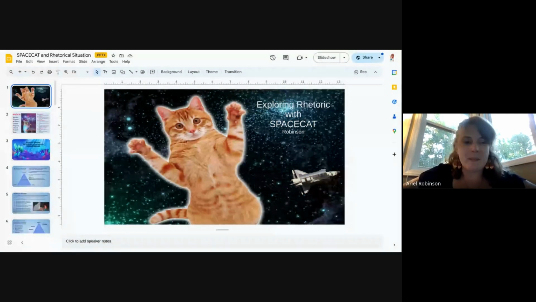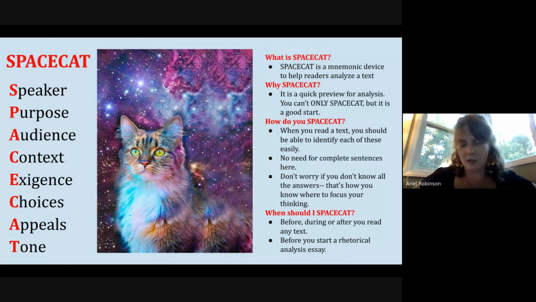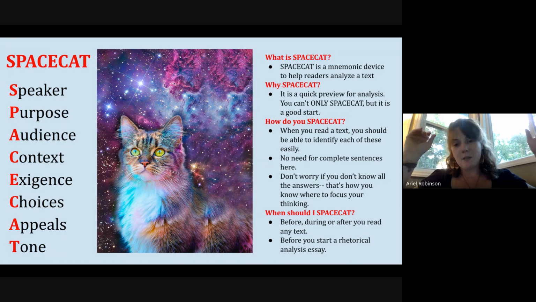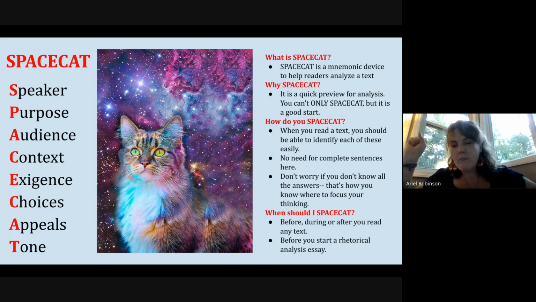So SPACECAT is my favorite mnemonic device, and it covers what we consider the rhetorical situation. So your presentation that you're going to be doing for my class is a rhetorical analysis of a piece of writing, essays, nonfiction. But instead of doing it in a traditional essay style, since you just wrote your essay one and you'll be getting feedback from me, what you will be doing instead is something called a one-pager. More on that momentarily.